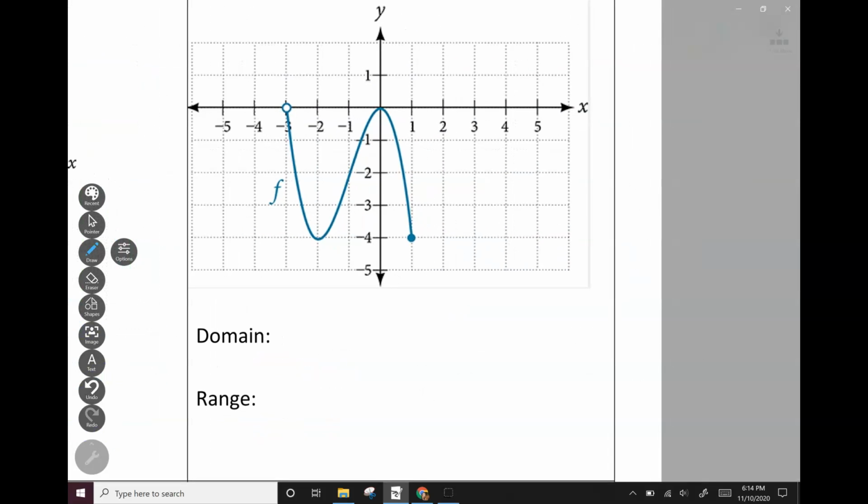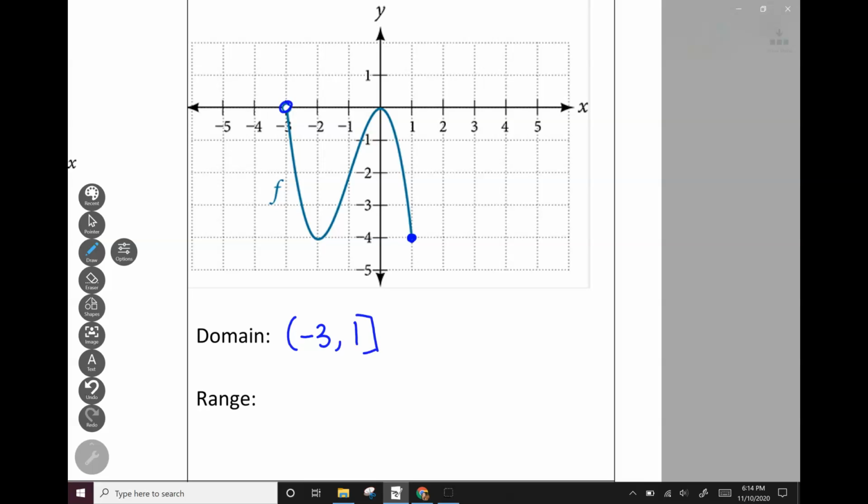All right, number 2. So domain going from left to right so that we get those from least to greatest. My leftmost point right here is at x equals -3. And it's an open circle, so I need to put a parentheses there. My rightmost point right here is at 1. And it's a closed circle, so I'll use a square bracket.